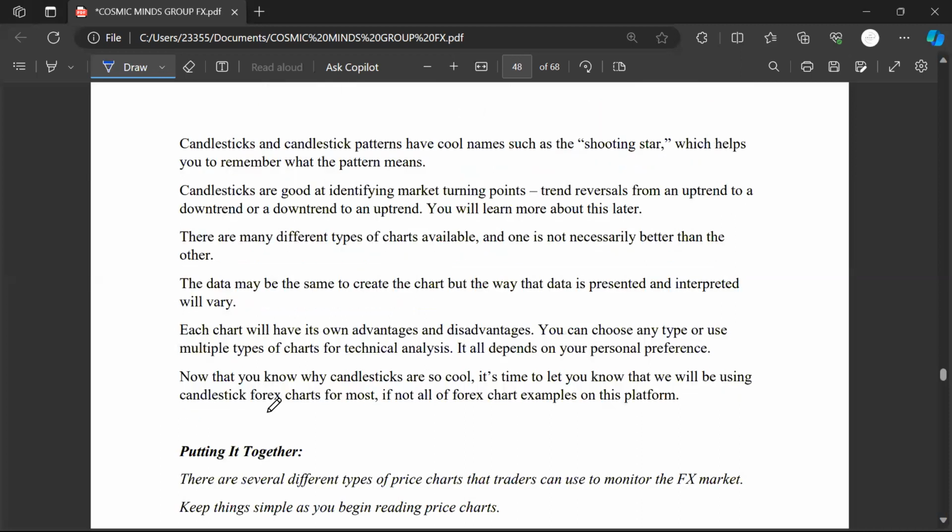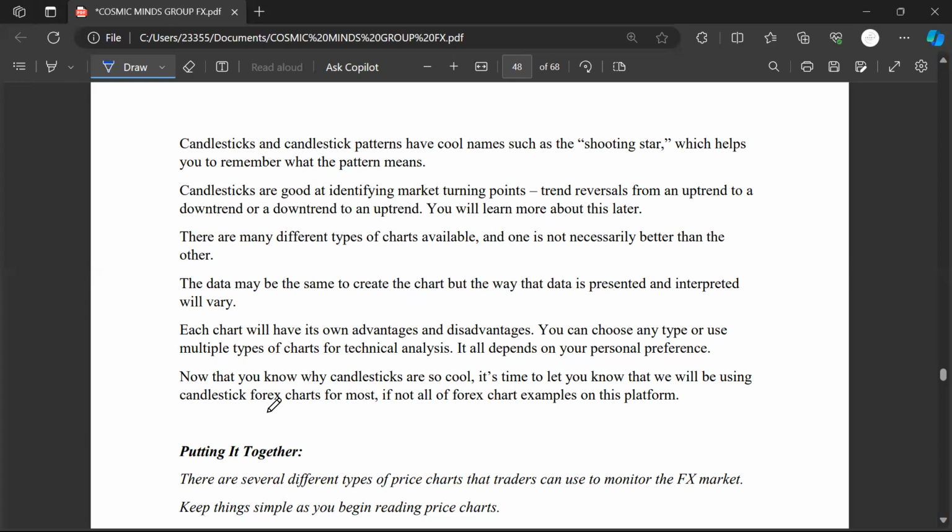Candlesticks and candlestick patterns have cool names, right? Such as the shooting star. You learn about these things. We have different types of candlestick patterns. This is found in the intermediate playlist. You can visit that. If you're a beginner, don't worry yourself doing that. Let's finish this before you do that. But if you are intermediate, you can still visit that. The link is in the description. So that is it. Which helps you to remember what the pattern means.